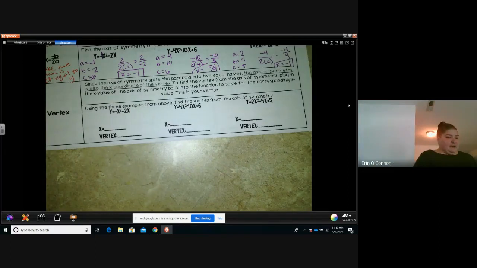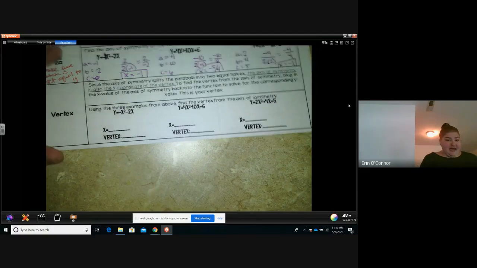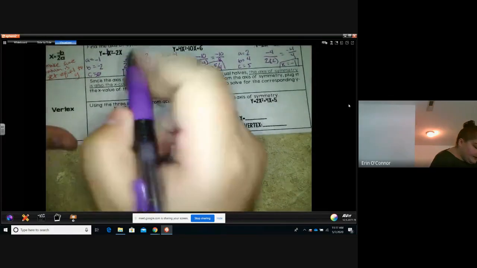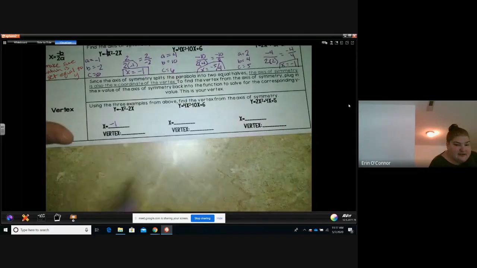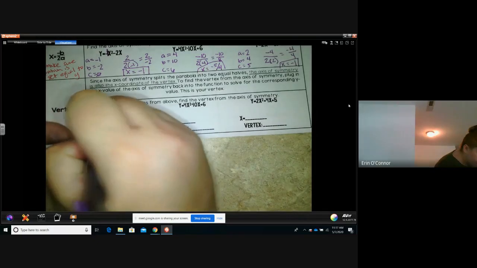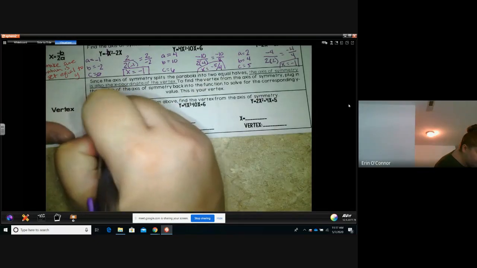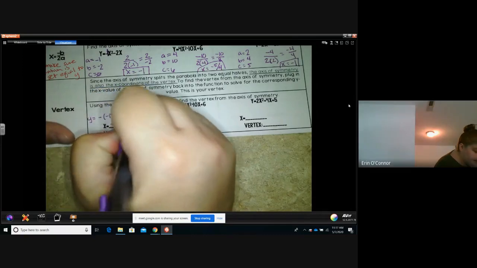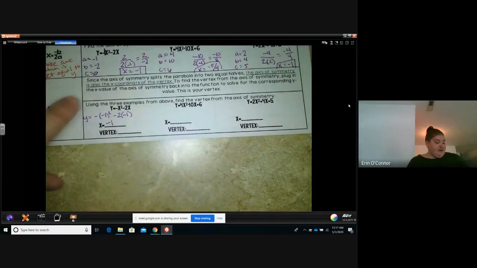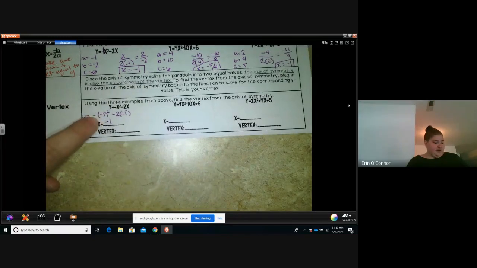So using the 3 examples from above, we're using the same ones. Find the vertex from the axis of symmetry. So my x up here was negative 1. Now what I'm going to do is plug negative 1 into all these x values. Remember, when I plug in, I am plugging in parentheses. So I get y equals negative, parentheses, negative 1 squared minus 2, parentheses, negative 1. So what I did was everywhere there was an x, I plugged in negative 1 because that's what x is equal to.